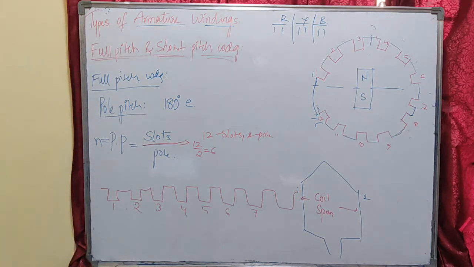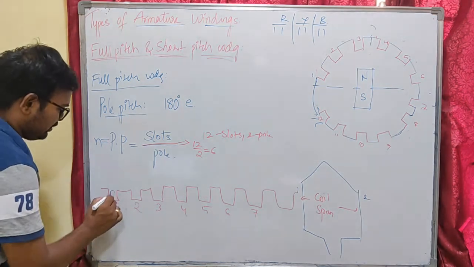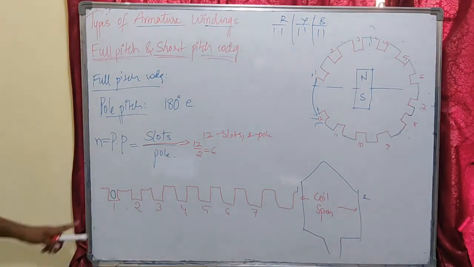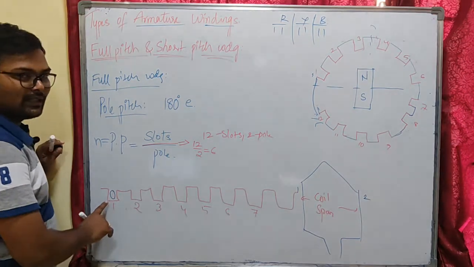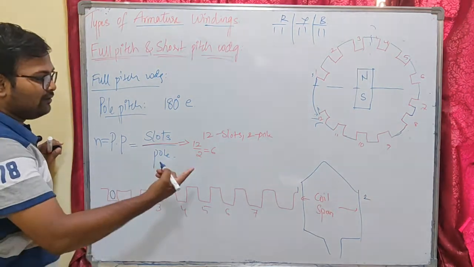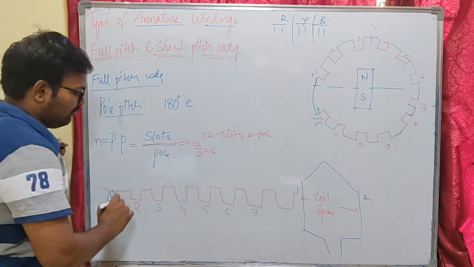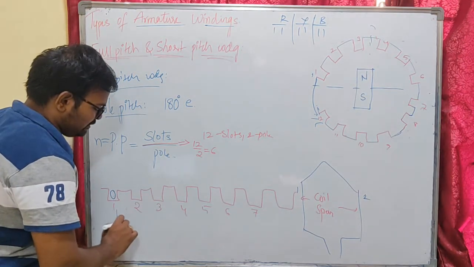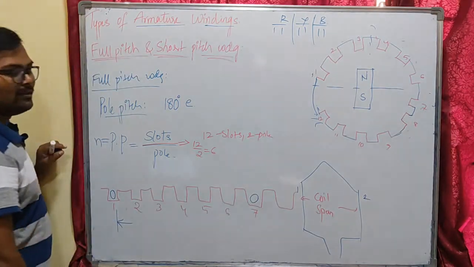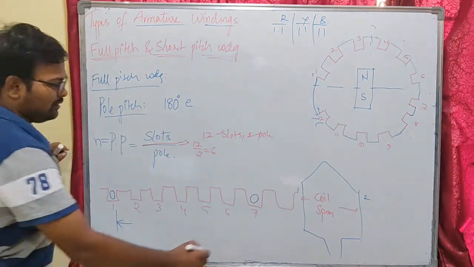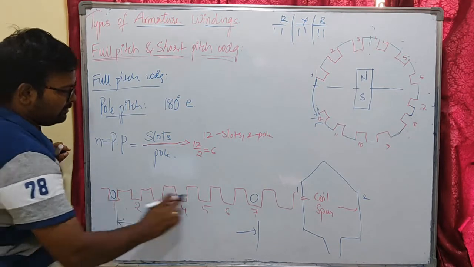One coil side is in one slot. This is my first coil side, and it is going to be connected to another coil side. The other coil side will be placed one pole pitch away from the first coil side. That means if the pole pitch is 6, I am going to place the other coil side in the 7th slot. 1 plus 6 is 7. Here you can see this is nothing but pole pitch.